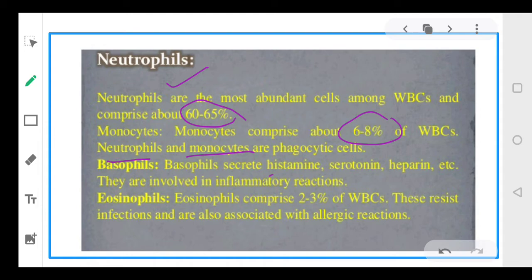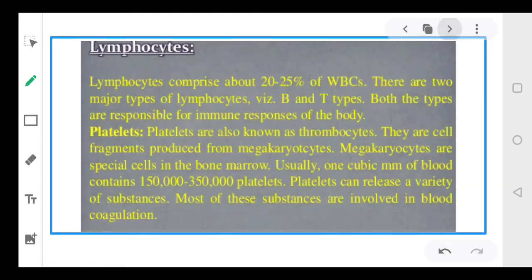Basophils secrete histamine, serotonin and heparin, and they are involved in inflammatory reactions. Then there are your eosinophils. They are only 2 to 3% of our WBCs, and they resist various infections. They are also associated with allergic reactions.